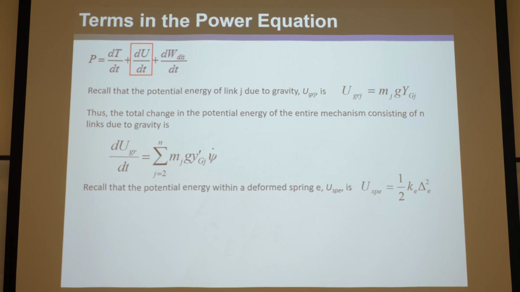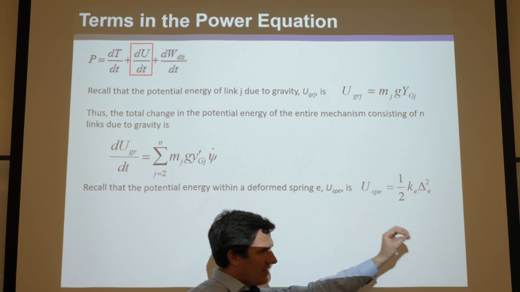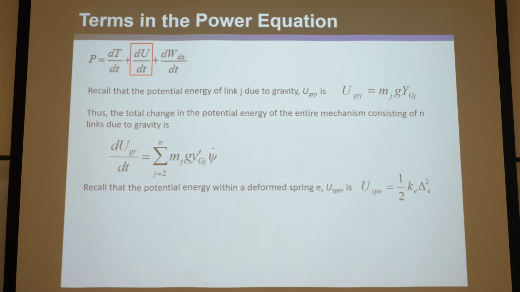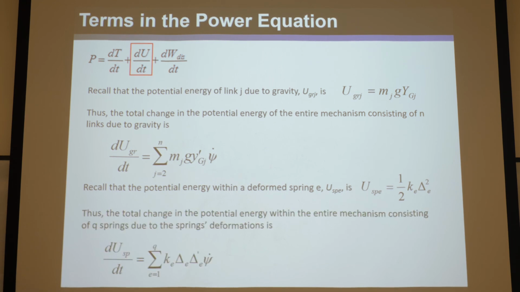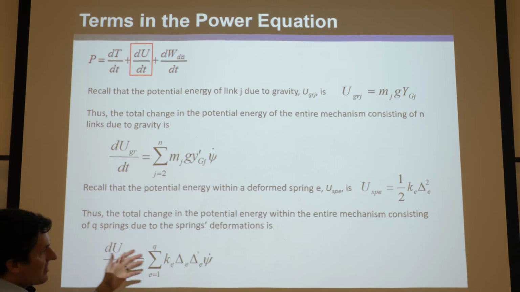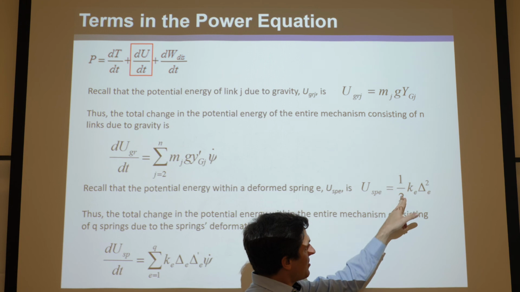Now let's look at springs. Say E is like an index telling you what number of the spring is. Well, say you had Q springs, okay? If you take the derivative of this potential energy with respect to time, you'd see you kick the 2 down, that would cancel.